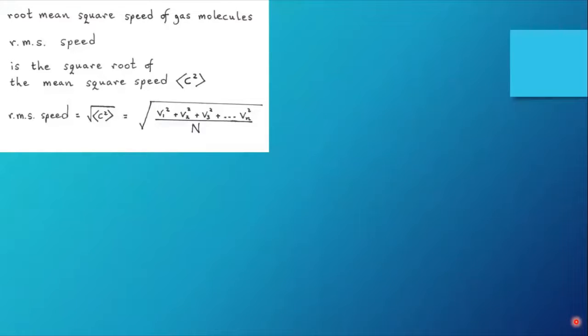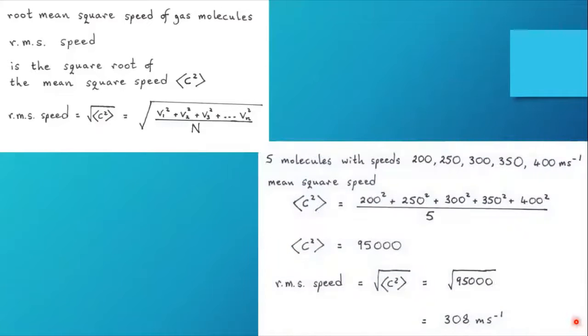So the root mean square speed of gas molecules, the RMS speed, is the square root of the mean square speed. Now, that's how it works. Let's see what that means with a real example. Let's suppose we have 5 molecules with these speeds. The mean square speed, that's this, equals each one squared divided by 5, because there are 5 molecules in this case. That leads to the RMS speed, which is the square root of what we get, which is about 308 meters per second in this case.